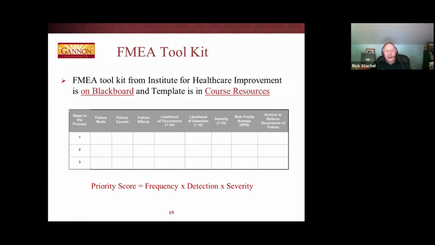So here's the FMEA toolkit from the Institute for Healthcare Improvement. It's on Blackboard just like this, and also in the course resources. You're developing the steps in the process. Those are your failure modes. What could be the causes, and what are the effects? And then what's the likelihood of occurrence, likelihood of detection, severity, risk profile number, etc.